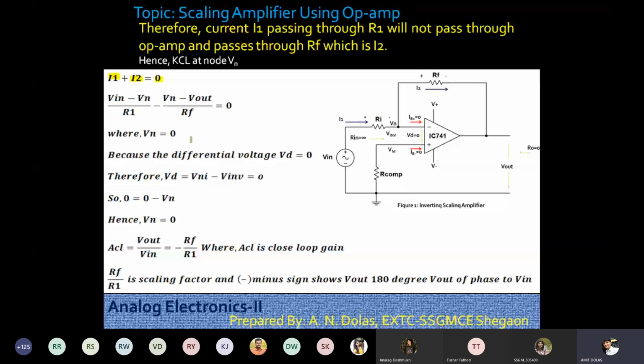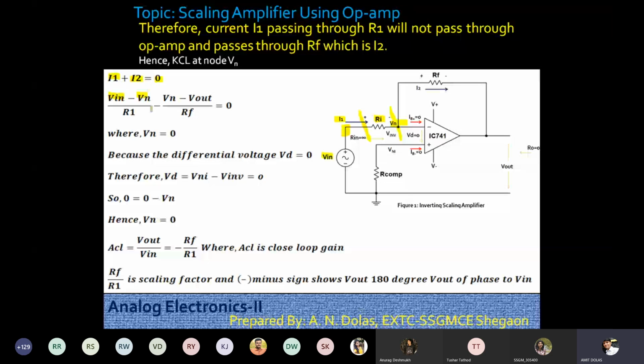This is the KCL at this node. Then write the current in the form of voltages and resistance. How to write this current? Voltage at this terminal of the resistance minus voltage at the other terminal, divided by the resistance itself. This side voltage is the source, that is Vin, minus node voltage Vn, divided by resistance R1. I used R1 here, please remember that.